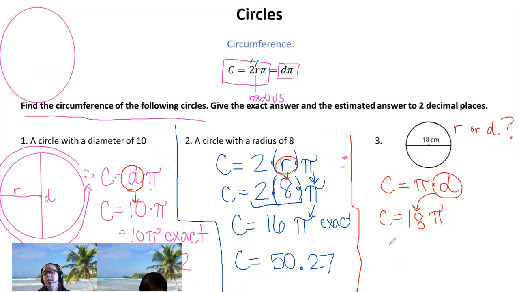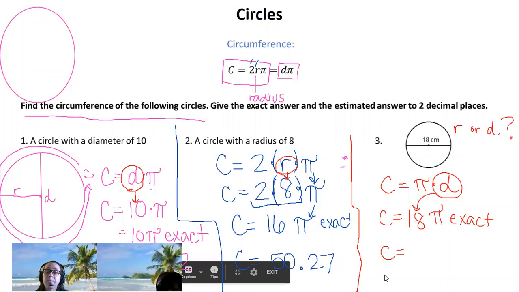18 pi. Oh, I see. Yeah, I just don't think of it as how many pi's there are. Nope, you're right. It's just kind of weird to think of it that way. Sorry. So that's my exact answer. Now I want to get my rounded answer. So I'm going to go to Desmos.